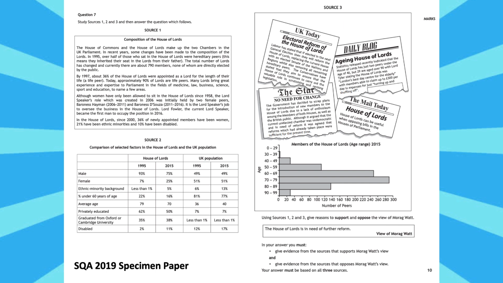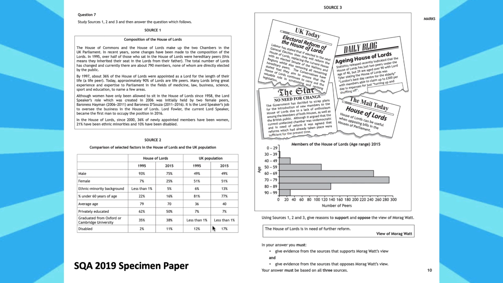And as it says there at the bottom, it is really clear. It's got that you need to support it, that you need to oppose it, and your answer must be based on all three sources if you want to have a chance at all 10 marks. I believe it's a maximum of 6 marks, I think, what you can get if you don't use all three sources. So we have source 1 over here, which is some text.